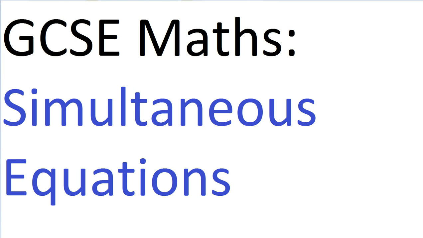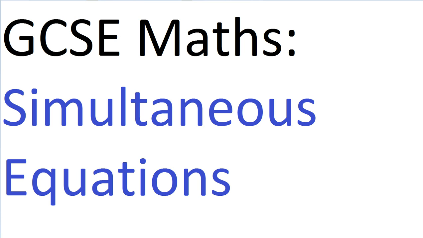Hey guys, this is a video explaining how to do GCSE level simultaneous equations. These consist of two equations and two unknown values, for example x and y. This is why they're called simultaneous equations, because they have to be solved at the same time. So, the aim is to identify both of the values x and y.